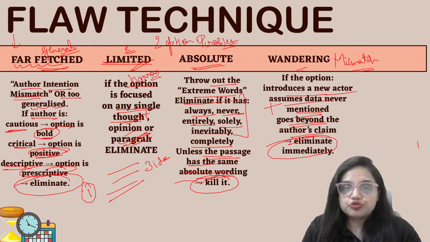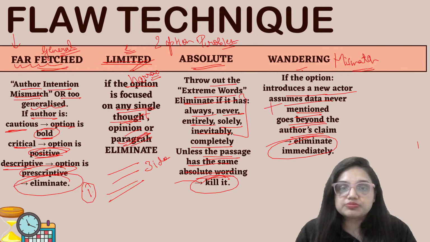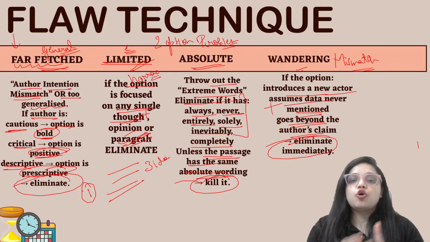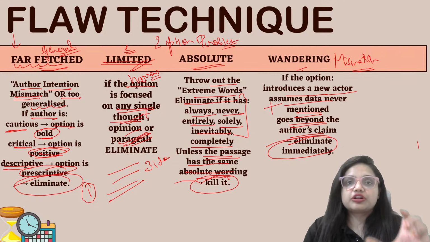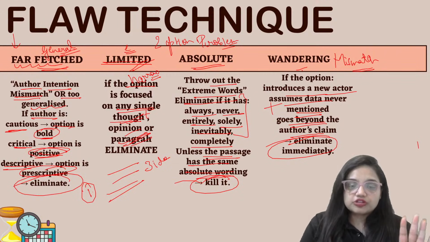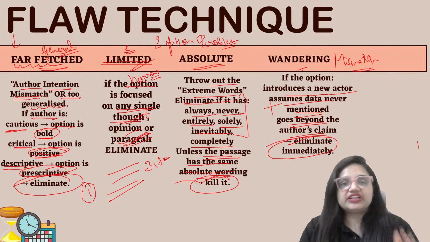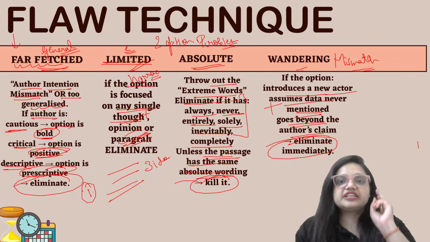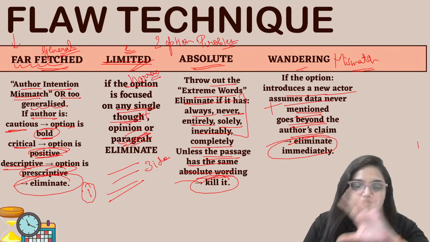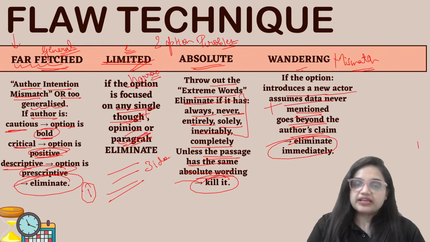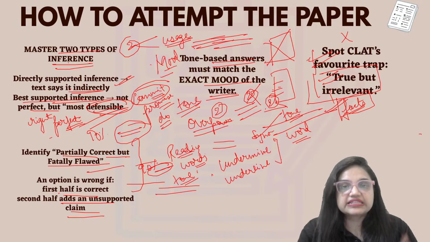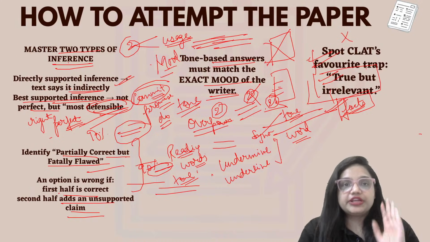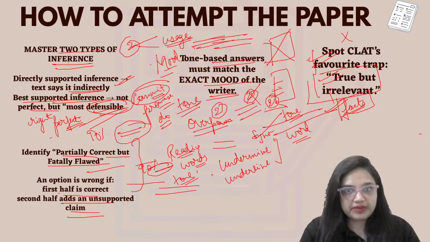Third is absolute one. Please eliminate all the options which carry extreme words like always, never, entirely, solely, inevitably, completely, until and unless it is mentioned in the passage. And fourth one is wandering, that if it is introducing a new character, it is assuming data that was never mentioned and it is going beyond the author's claim. So using all these, you are going to eliminate it. Am I clear? So please focus on all these details while you attempt the examination paper.